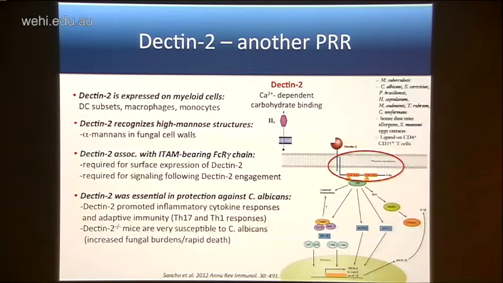All right, so Dectin-2 was shown to be essential in protection against C. albicans. And again, it promotes inflammatory responses, particularly the formation of Th17 helper cells. And when you looked at the Dectin-2 knockout mice, they're very susceptible to succumbing to this fungal infection. There'll be increased fungal burden and, of course, rapid death.